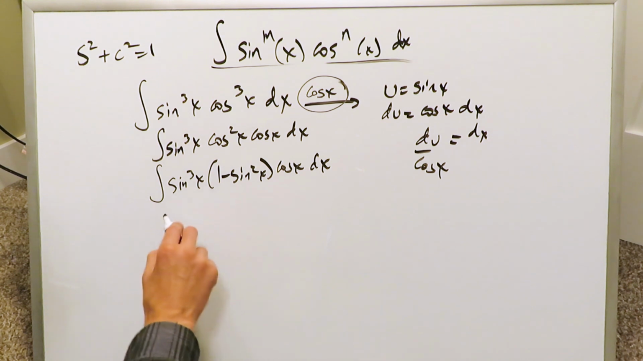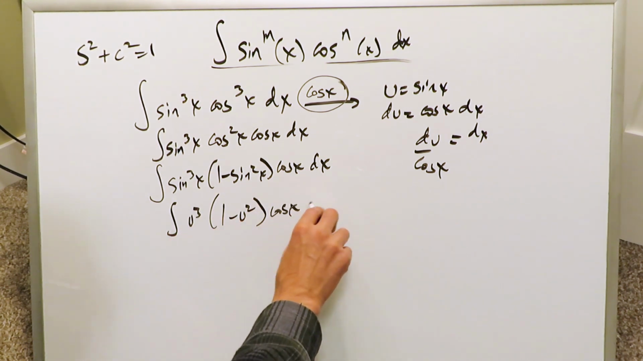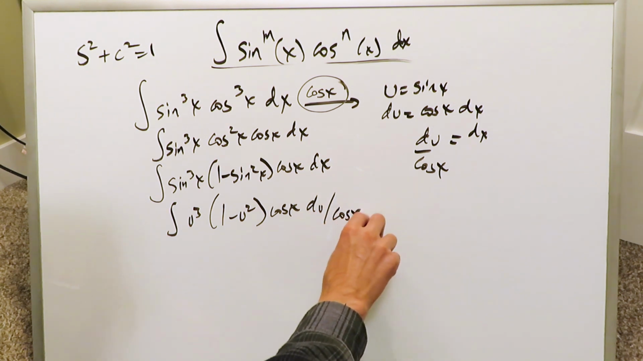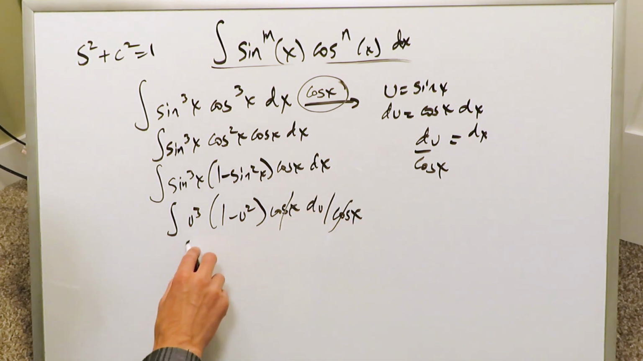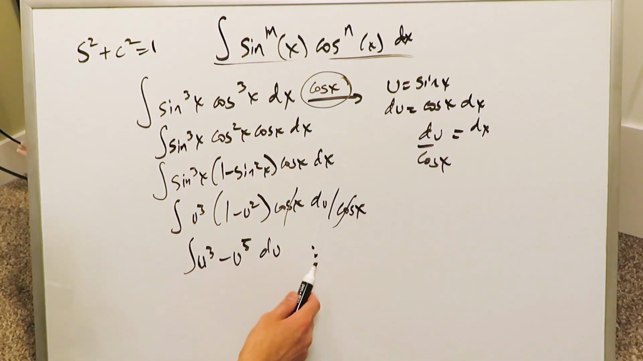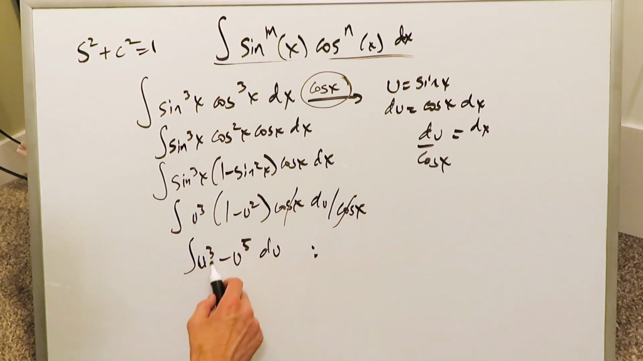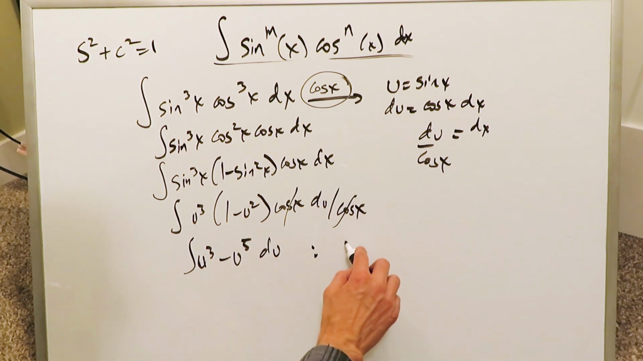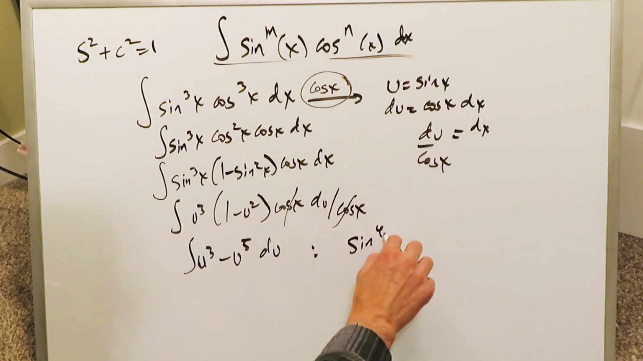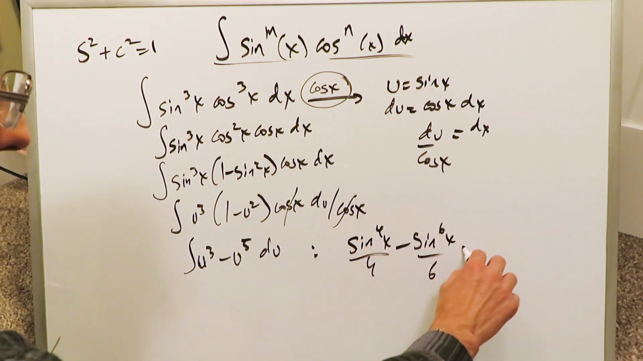Bring in the u into everything. You'll have a u cube 1 minus u square and then cosine x du over cosine x. These will cancel out. You can open this up. You'll have a u cube minus u to the 5 du. Easy from here. Bring in the antiderivative easily and do the u substitution, and we will have u to the 4 over 4 minus u to the 6 over 6 plus c, and u here all along is sine. We'll have sine to the 4x over 4 minus sine to the 6x over 6 plus c.